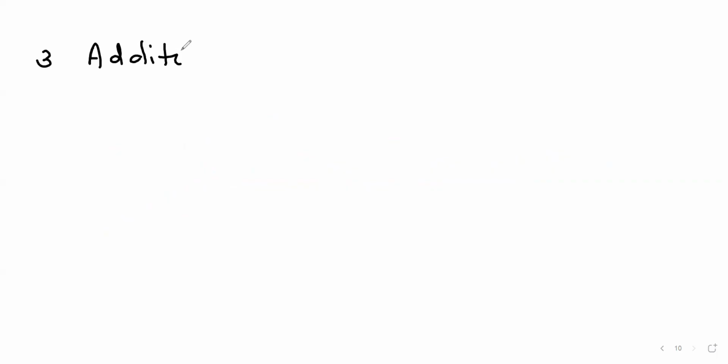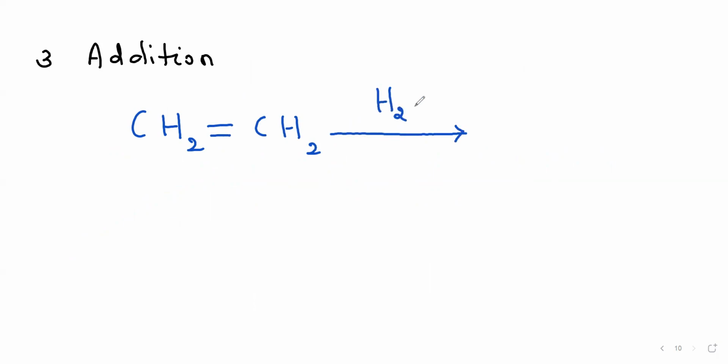Third reaction, we call it addition reaction. Addition reaction means something is being added. It can happen only with unsaturated hydrocarbons. When addition takes place, that means hydrogen is added, and the catalyst required is nickel. What are catalysts? They are materials which speed up the reaction, but they do not take part in the reaction.